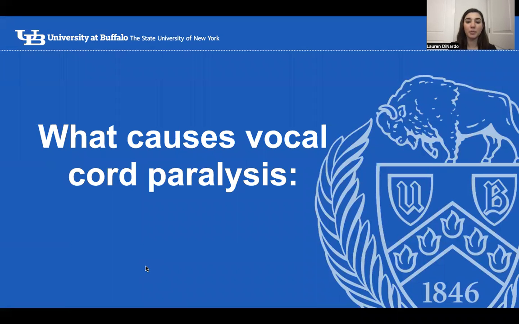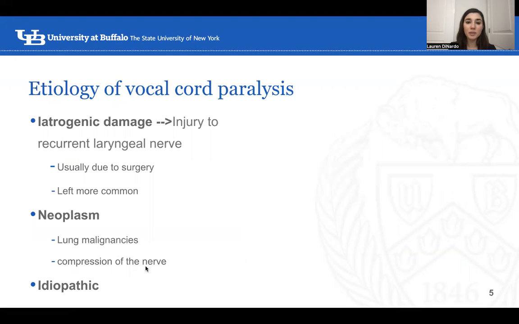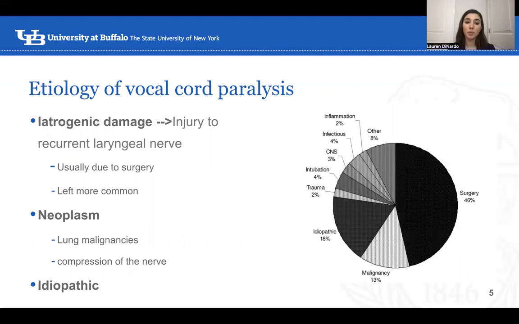So what causes vocal cord paralysis? Typically, the vocal cord is supplied by the recurrent laryngeal nerve, and typically this nerve is damaged, which creates a hypomobile or immobile vocal cord. This is typically caused by iatrogenic damage, so damage caused by a medical professional inadvertently, and 46% of the time it's due to surgery. The left nerve is more commonly injured than the right, as we'll see. It can also be injured by a neoplasm, so a lung malignancy compressing the nerve, or idiopathic, no apparent cause.